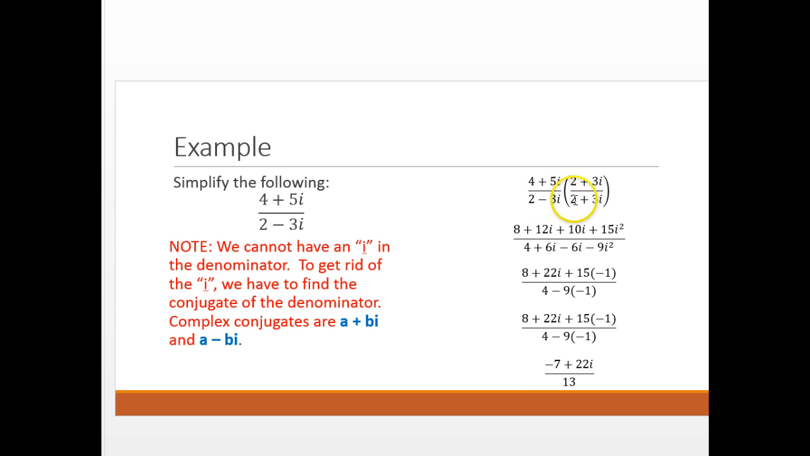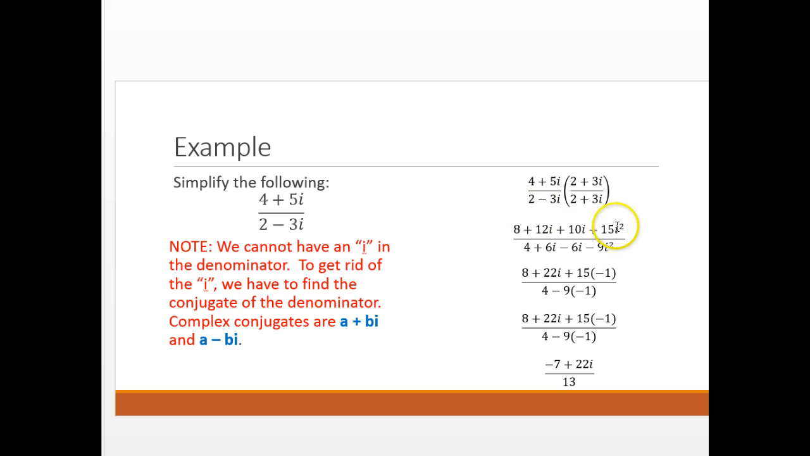Let's see how the denominator works first. We're just going to FOIL down here. 2 times 2 is 4. 2 times 3i is 6i. Negative 3i times 2 is negative 6i. And negative 3i times positive 3i is negative 9i squared.